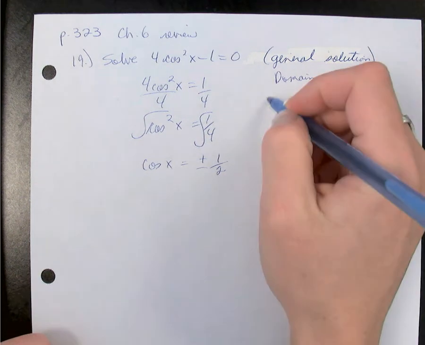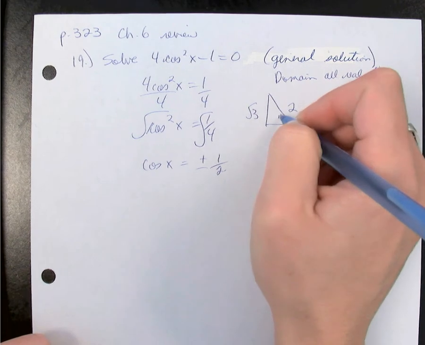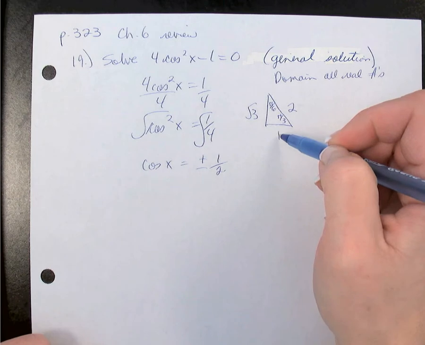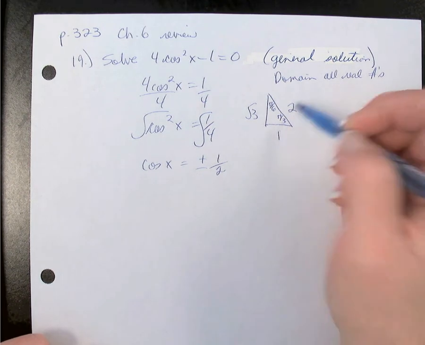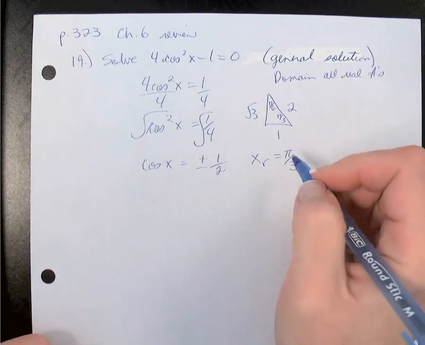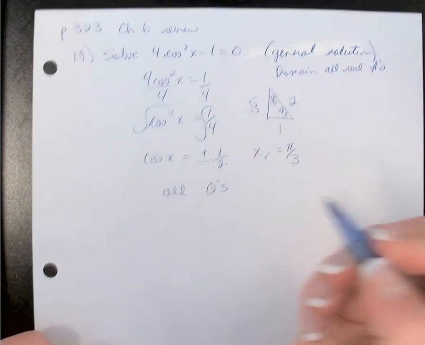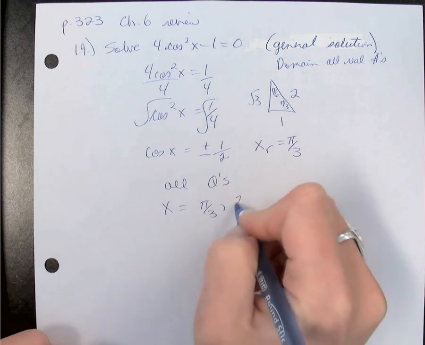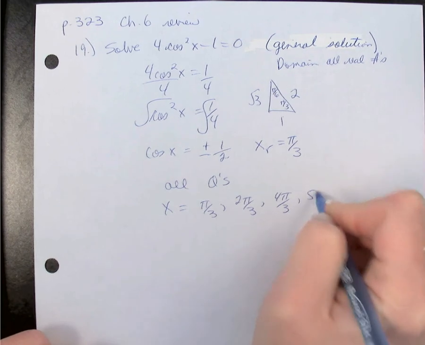Okay? We'll look for our reference angle, which we'll find using our special triangles. So if we draw a special triangle here, we're dealing with 1/2. So cos is adjacent over hypotenuse, and that gives pi by 3. So your reference angle is pi by 3. Now this is going to be plus or minus, so that means the answers are in all quadrants. So I'm just going to list them here. So we would have pi by 3, 2 pi by 3, 4 pi by 3, and 5 pi by 3.